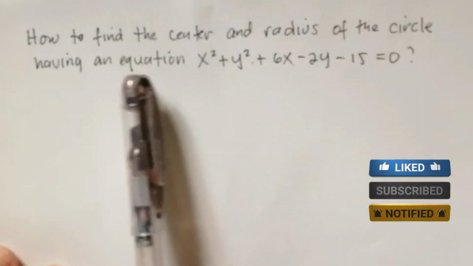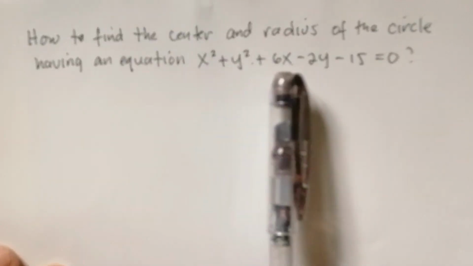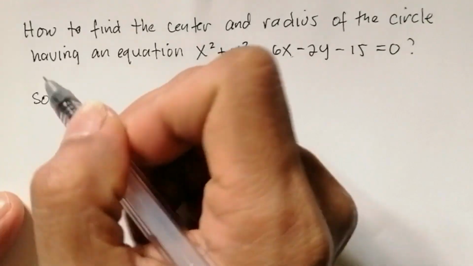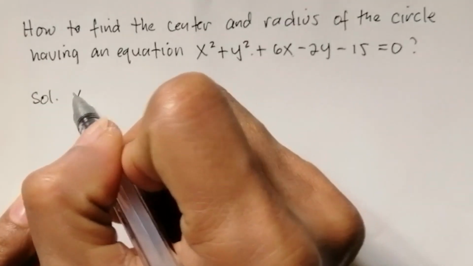How to find the center and radius of the circle having an equation x squared plus y squared plus 6x minus 2y minus 15 is equal to 0. Okay, let's rewrite the equation.